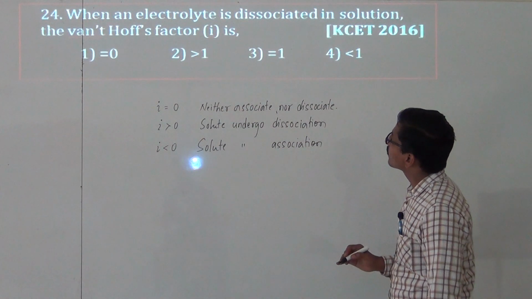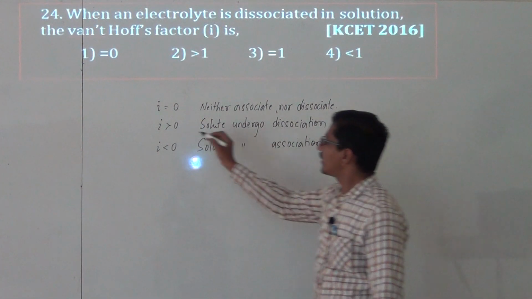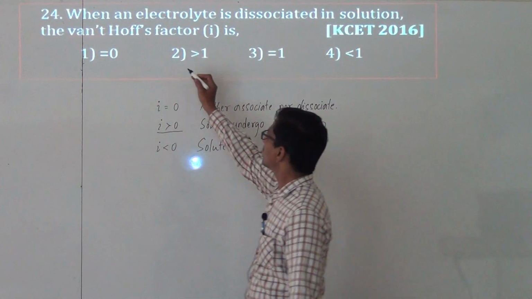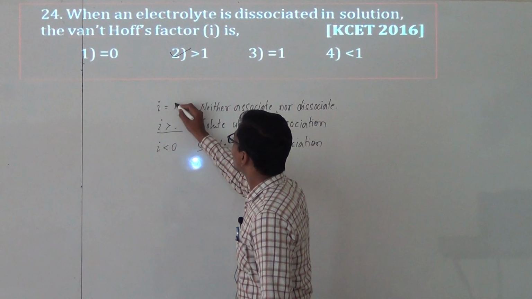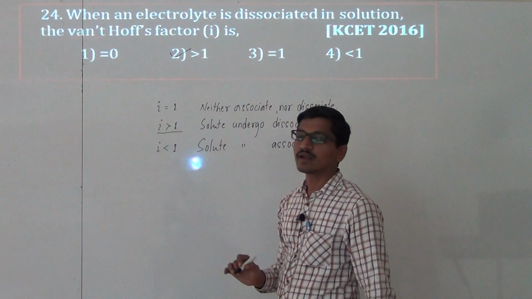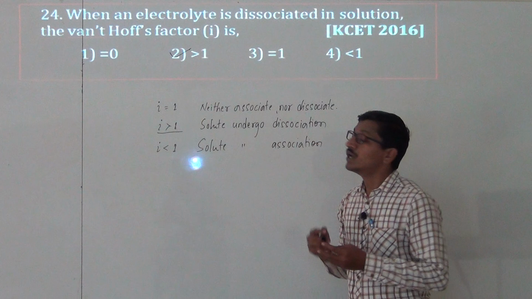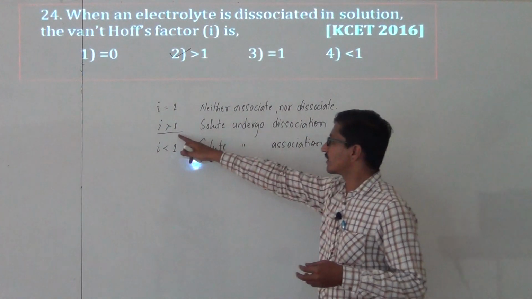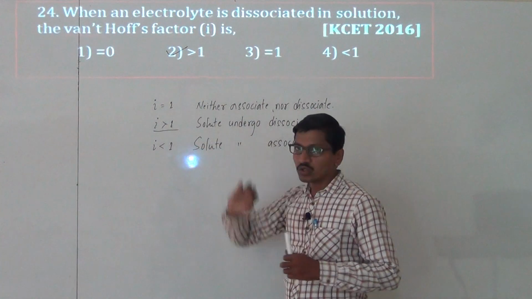In this question, when an electrolyte dissociated in a solution, dissociated means van't Hoff factor is greater than 1. The options are equal to 1, greater than 1 and less than 1, and the correct option is the second one, that is greater. For dissociation it is greater than 1, association less than 1, neither associate nor dissociate equal to 1.